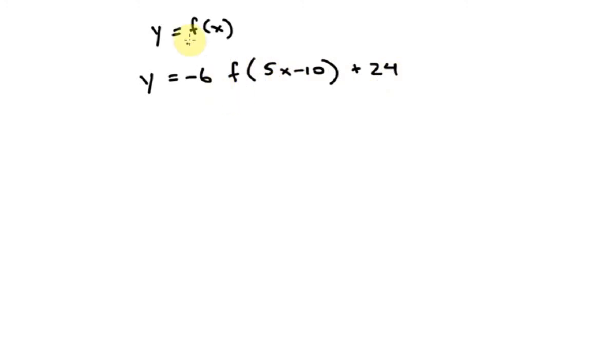All I'm going to say is that we had this original function, and it looked like this. And somebody came along and did all of this to it. Look at that, they just went crazy. They went negative 6 times f of 5x minus 10 plus 24. They just went wild. I don't know what the graph even looks like. I don't know what kind of function it is. But we're going to identify all transformations. So that's our goal: identify all transformations.